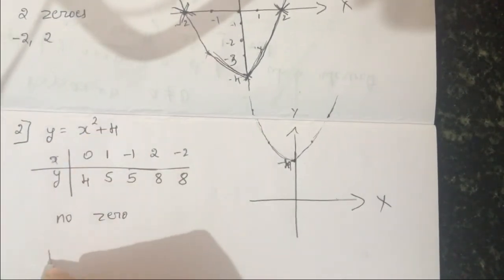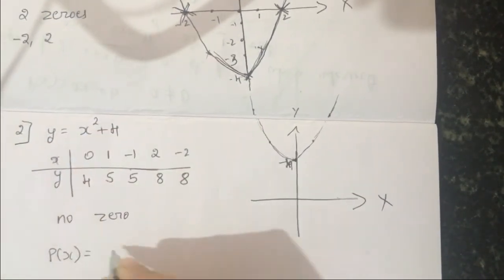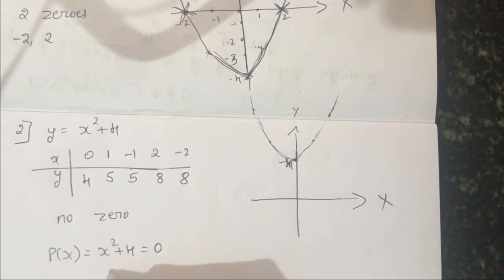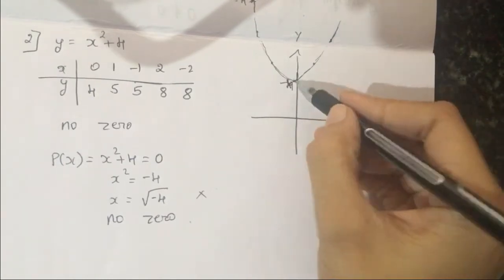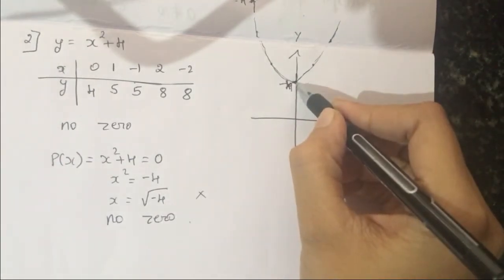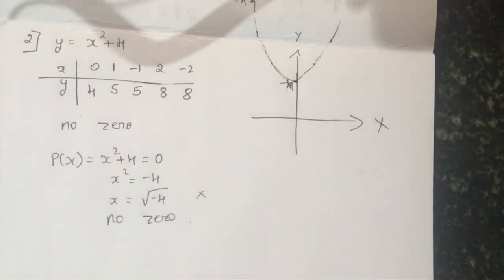You know how to find the zeros of a polynomial. Let us take the polynomial x square plus 4. We equate it to 0, so that x square equals minus 4. Can you find the square root of a negative number? You cannot, right? Therefore, no zero. It's not intersecting the x-axis. Therefore, you can say it has got no zero.